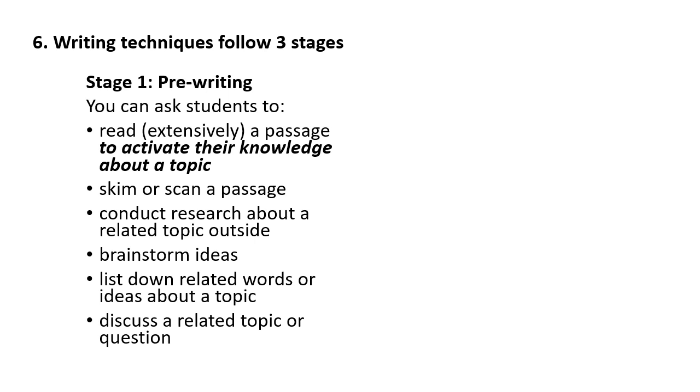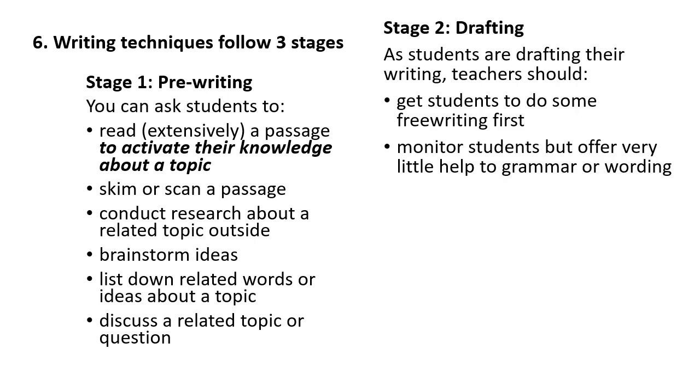Another stage is the drafting stage. So what can you do in the drafting stage after doing a lot of activation when it comes to their knowledge about that topic? So in the drafting stage, students can do a few things. Number one, you need to get students to do some free writing first. Free writing basically refers to allowing students to write with little to no interference from you, teachers.